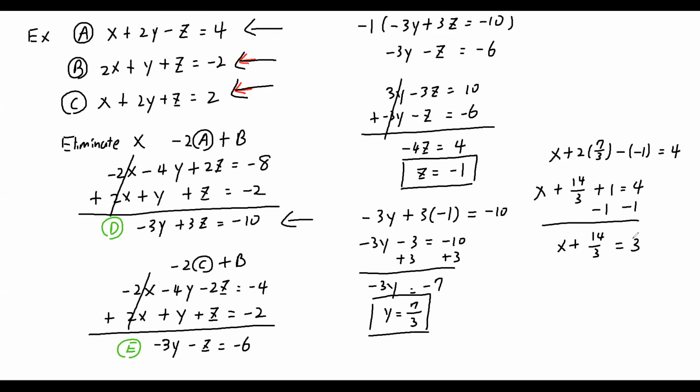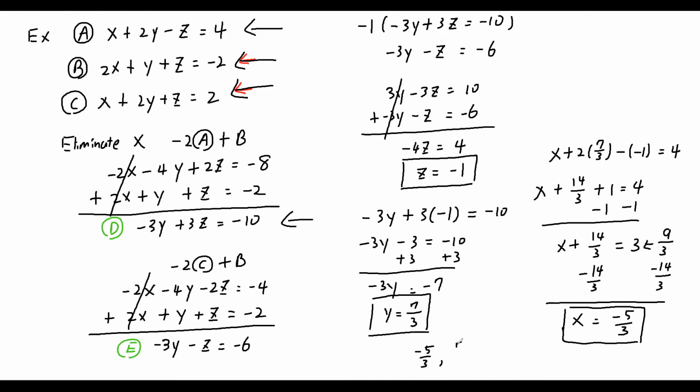And then we do a change of base. 3 is the same as 9 over 3. We're going to subtract 14 over 3 on both sides. And we will get x is equal to negative 5 over 3. Lastly, all we have to do is put them into an ordered triple, which is negative 5 over 3, comma, 7 over 3, comma, negative 1. This represents a point where all three planes intersect.